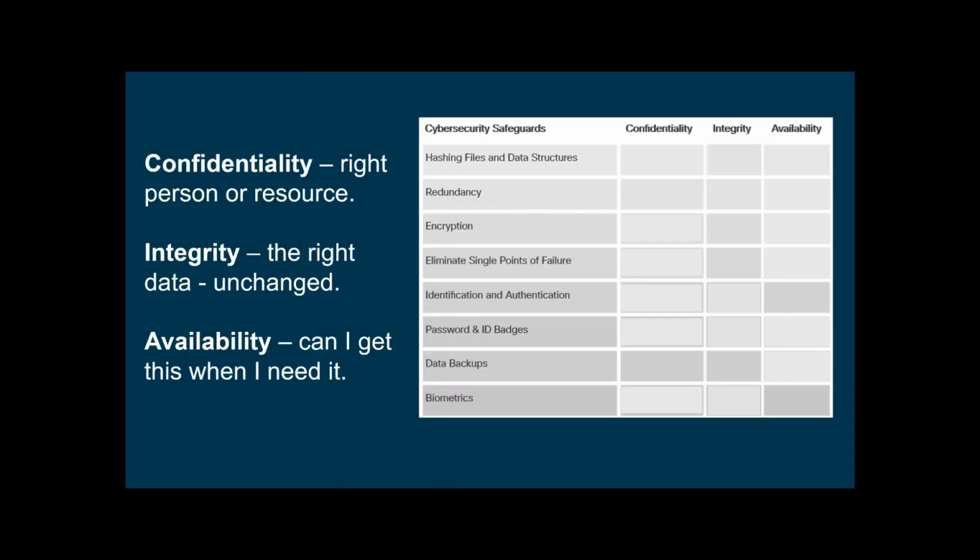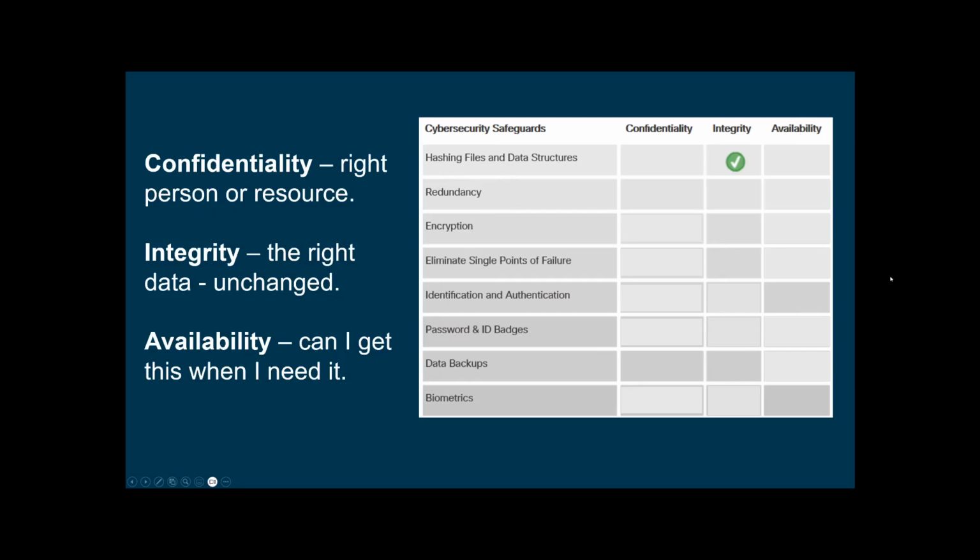Let's see if you can get this right. So little participation tonight. If I'm hashing files and data structures, we talk a little bit about hashing files tonight. Would that be confidentiality, integrity, or availability? Integrity. Okay. I didn't see the hand. Right. Integrity. Very good. Thank you.